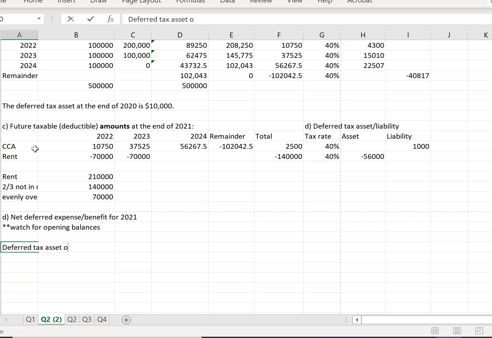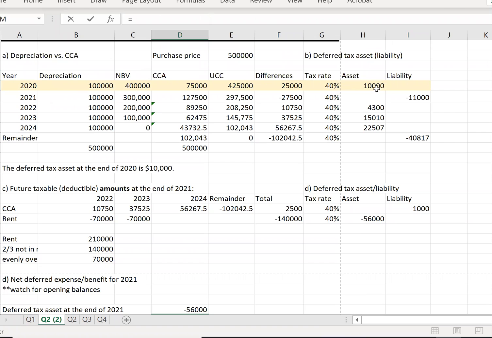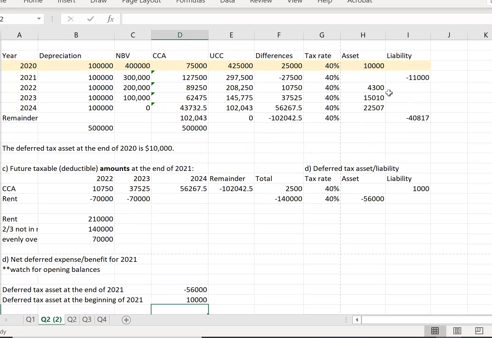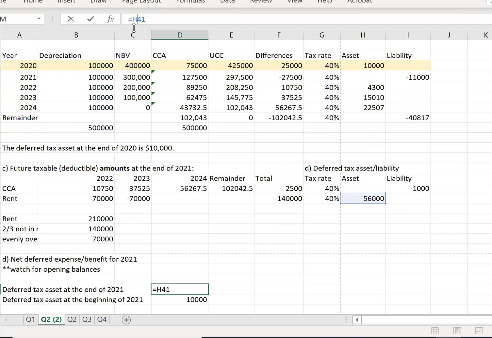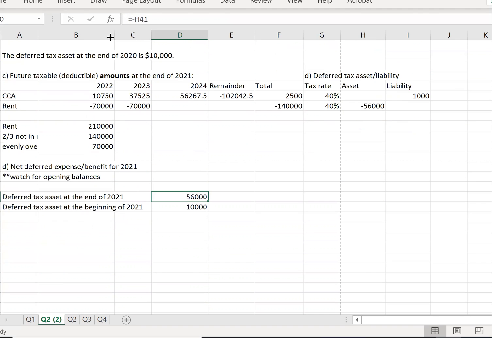Okay, so our deferred tax asset at the end of 2021 is going to be right here, 56,000. Now, what's my deferred tax asset at the beginning of 2021? Meaning the opening deferred tax asset. Well, if I look up here, I did have a deferred tax asset. Remember how we had this deferred tax asset at the end of 2020 of 10,000? So let's include that there. So that's my opening balance.